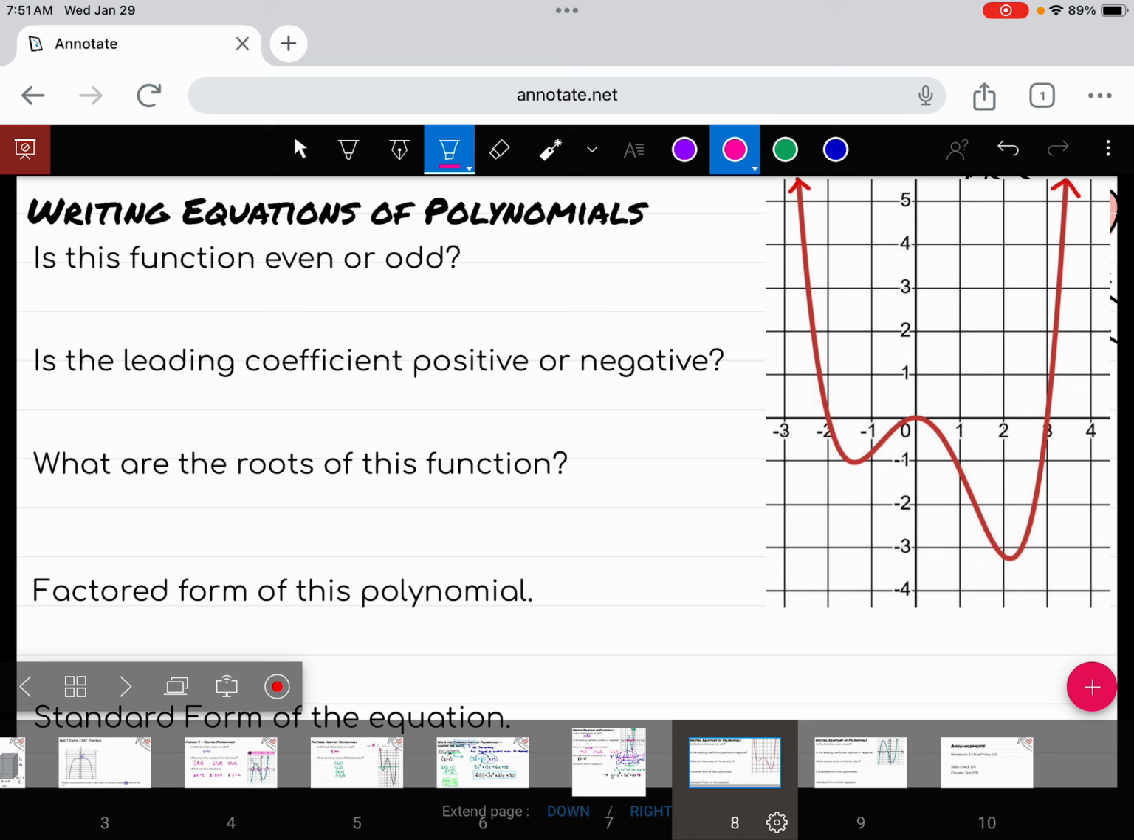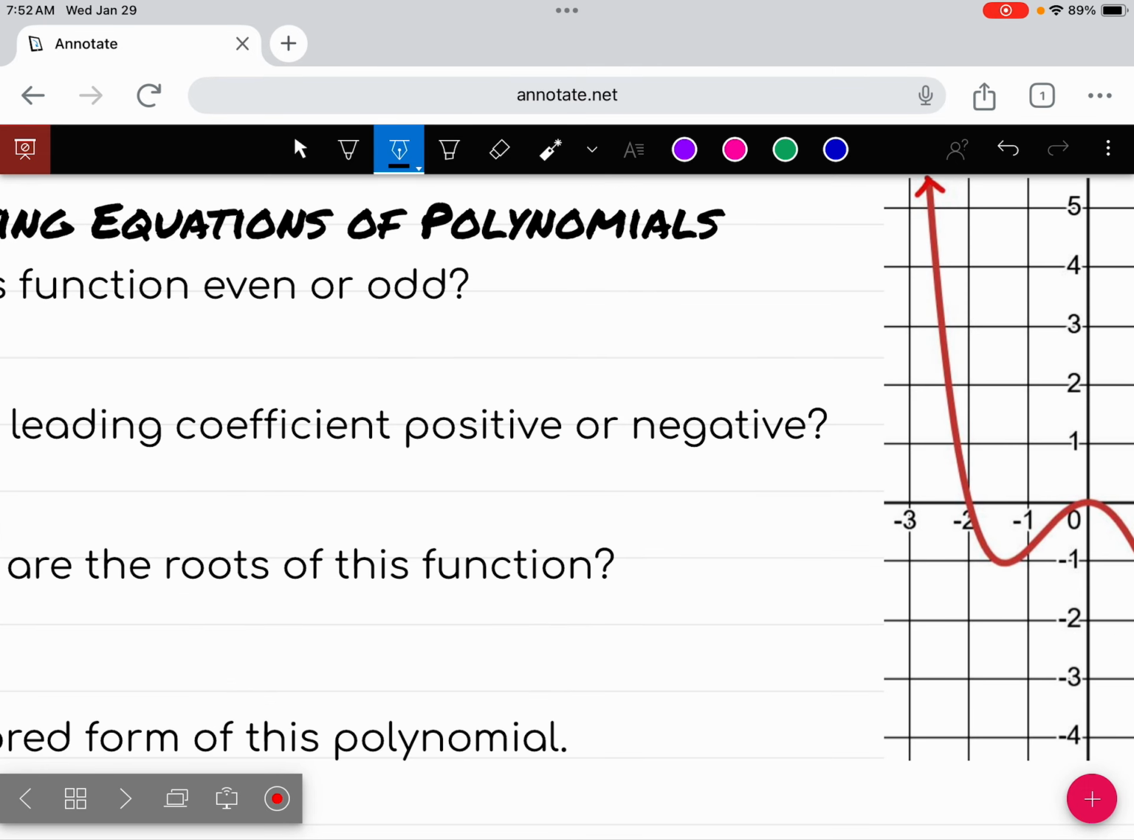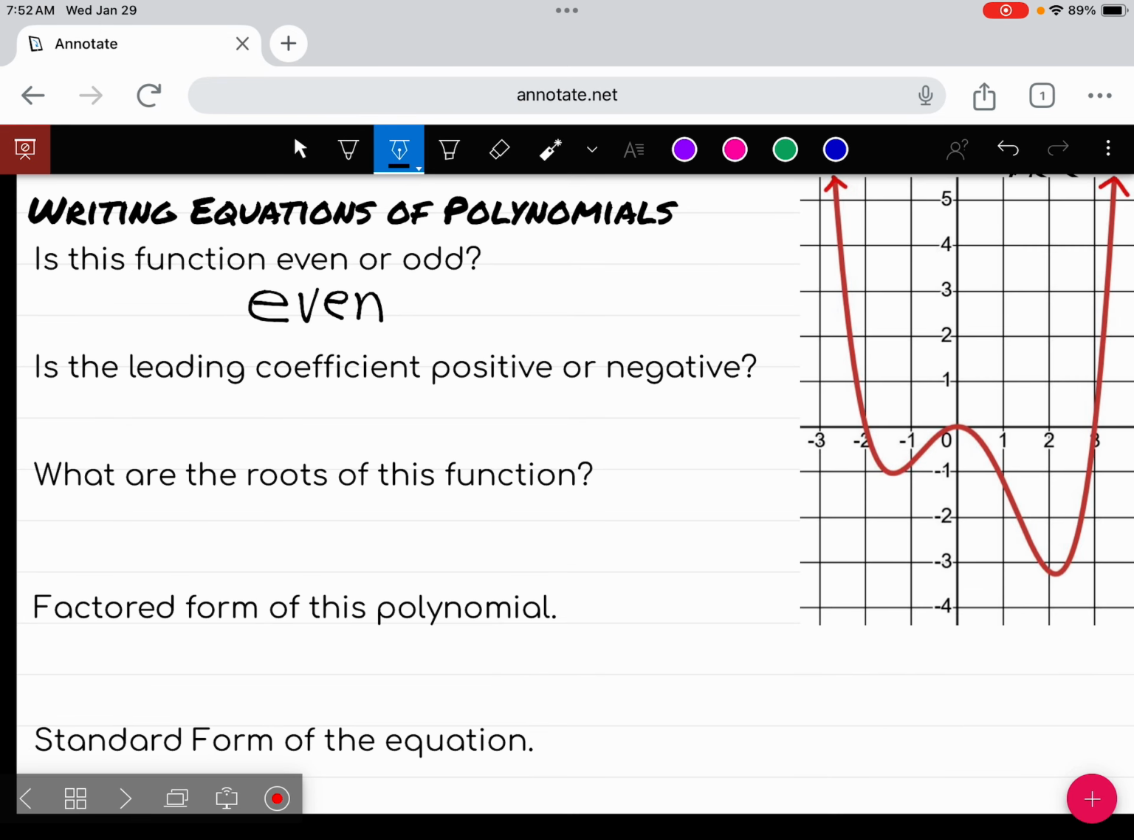So is this even or odd? Yeah, I heard it. It was quiet, but it was there. This is even. The arrows match. So we know it's going to be even. So when we get to our standard form, we should have an even power. Our leading coefficient, is that going to be positive or negative? Positive, because my arrows both point up.